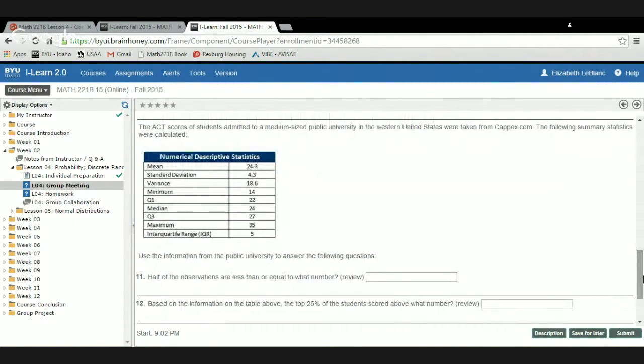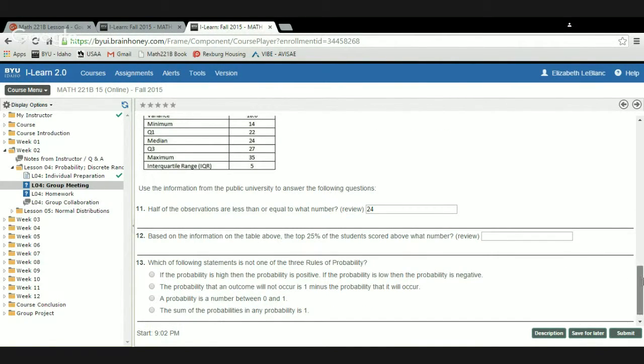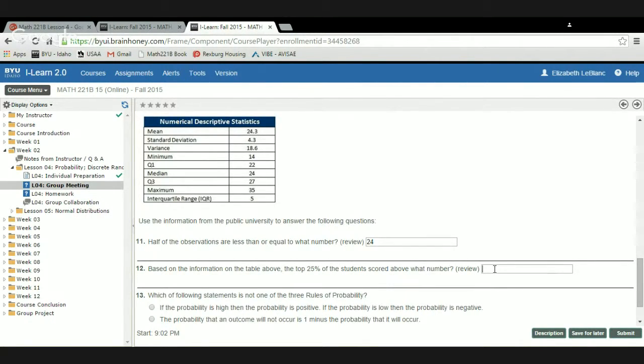The ACT scores of students admitted to a medium-sized public university in the western United States were taken from the website. The following summary stats were calculated. Use the information from the public university to answer the following questions. Half of the observations are less than or equal to what number? I think that's the median. 24. Based on the information in the table above, the top 25% of students scored above what number? So it's the third quartile. Yeah, 27.